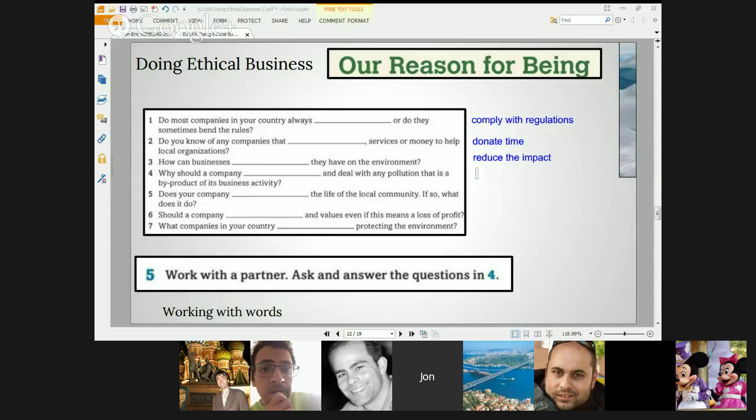So the question, how can businesses reduce the impact they have on the environment, for me, is connected with whether or not they pay tax. If they don't have to pay penalties, then they don't have to reduce their impact. Do you see what I mean?